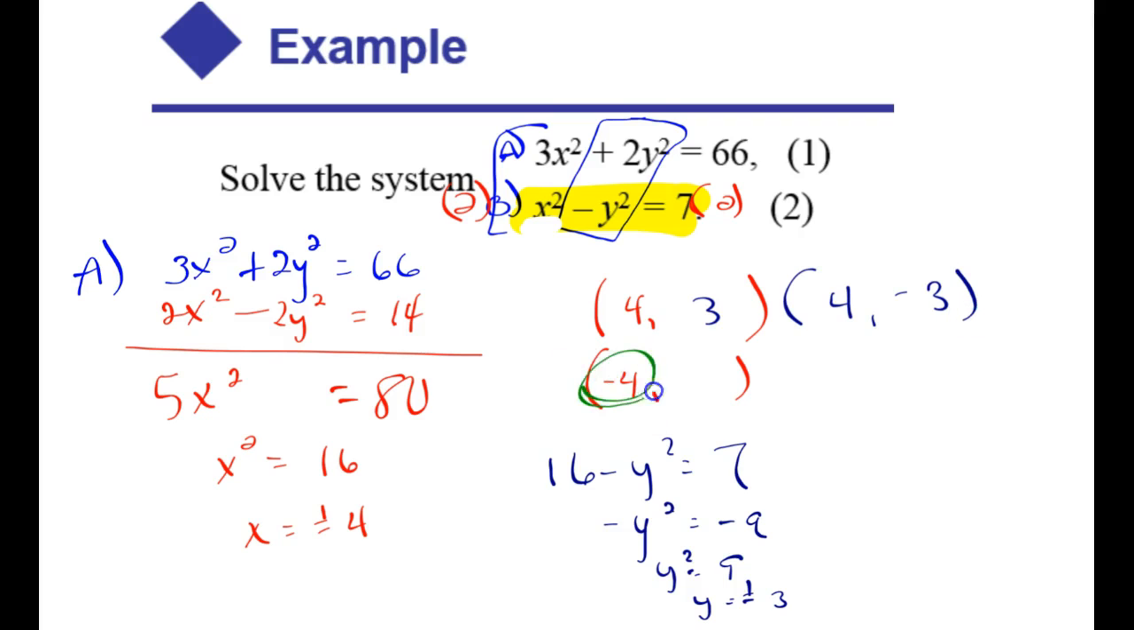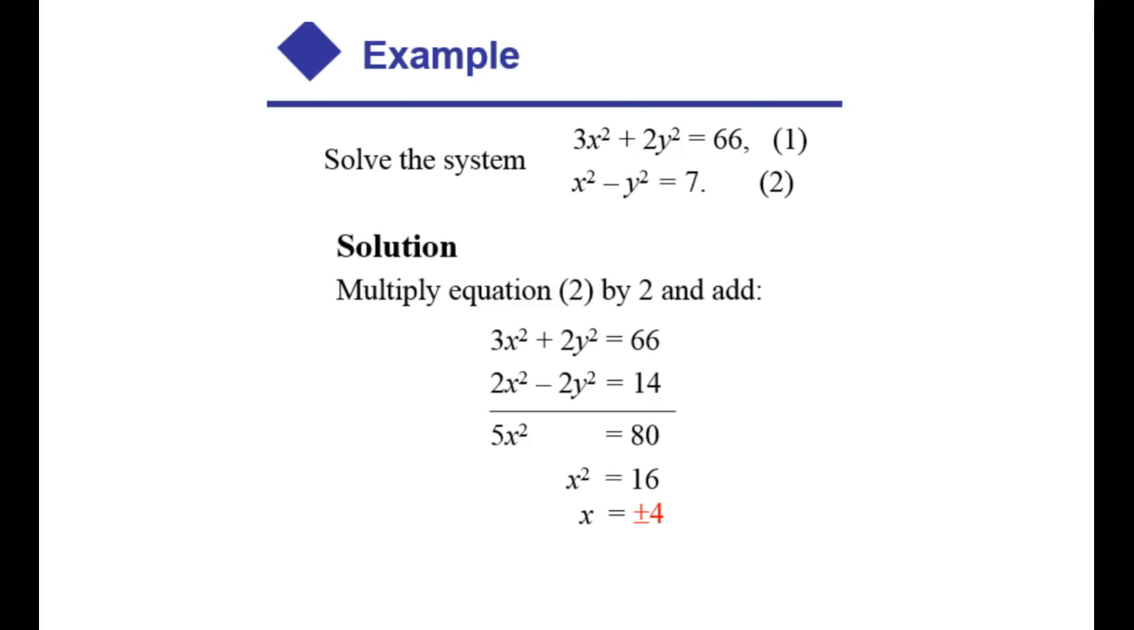And frankly, if I were to plug in the negative 4 here, it would still end up to look exactly the same. So I'll end up with a 3 and a negative 3 for that as well. So it looks like there's 4 solutions.